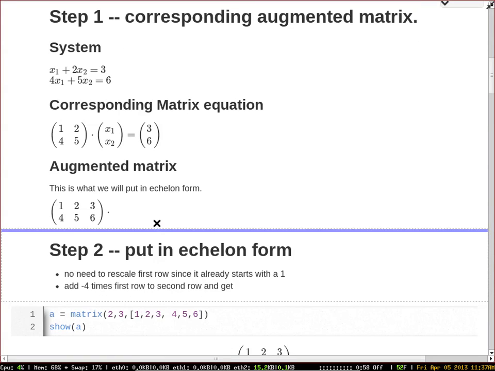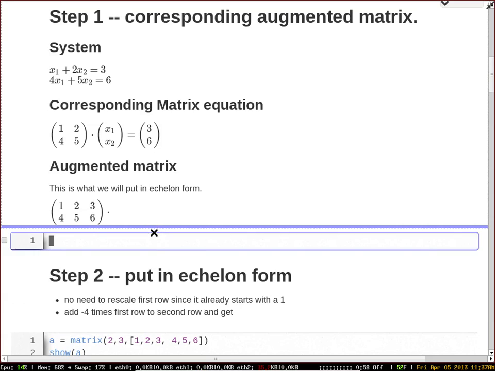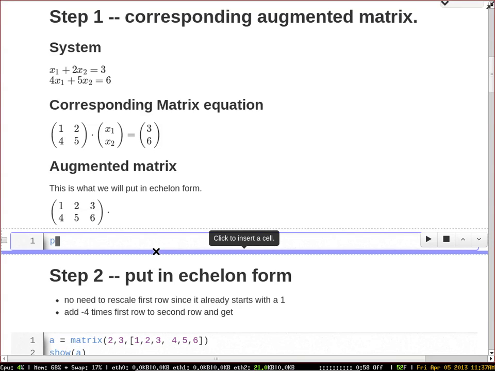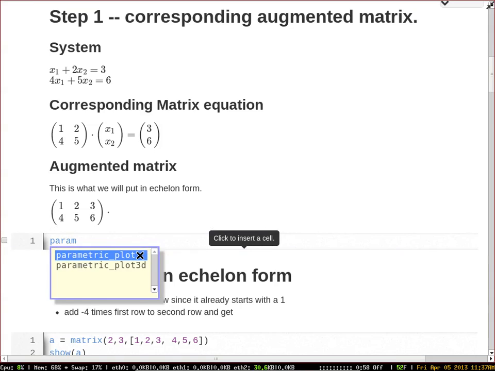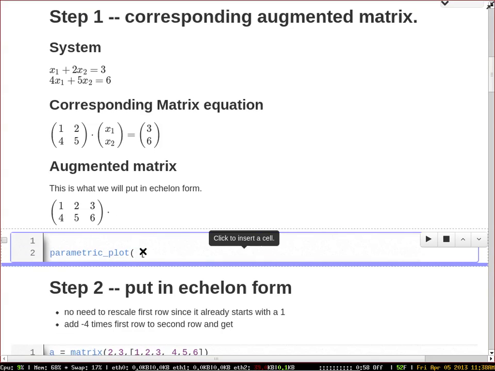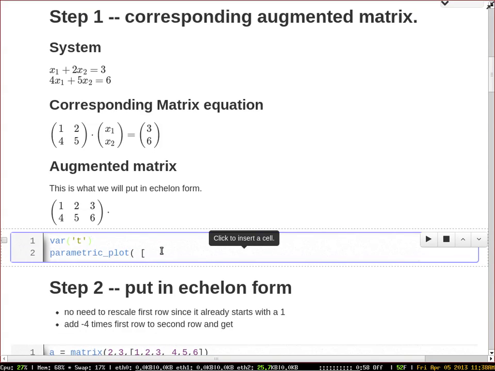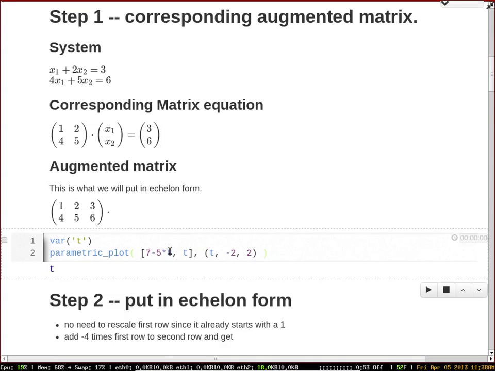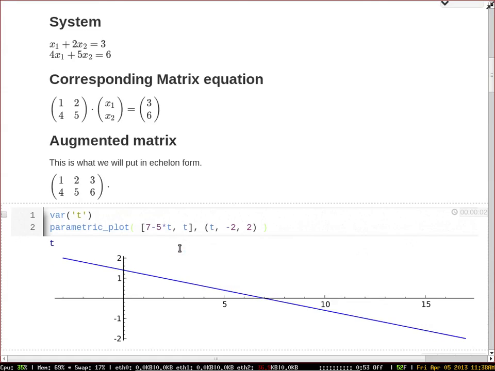There's a lot of different ways you could write that. So geometrically, if you were to plot all pairs like this in the plane, you get a line. Actually, I can probably illustrate that. There's a parametric plot command in Sage. So I think 7 minus 5t, t, I'll make t go from -2 to 2, maybe. I don't think I've ever used this command before. Hey, look, there it is.